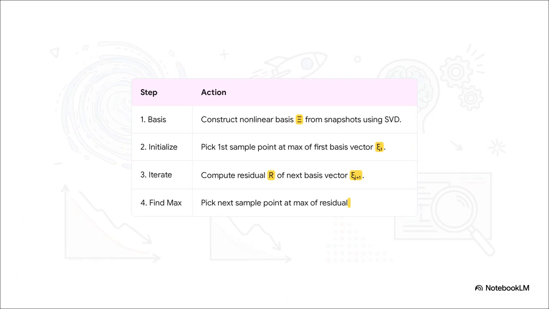Now, DEIM is what we call a greedy algorithm. But trust me, it's greedy in the best way possible. It doesn't just sample randomly. After it takes a sample, it asks a very smart question. Where is my approximation the worst right now? And then it puts its next sample point right there, exactly at the spot with the biggest error. It smartly hunts down the errors one by one.